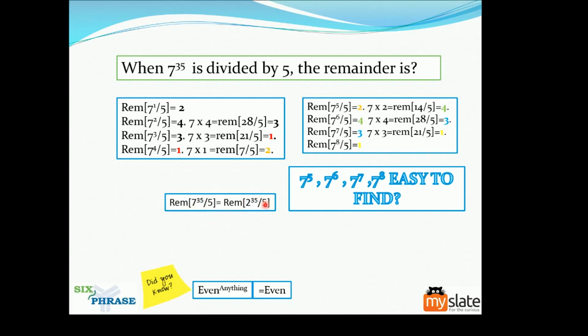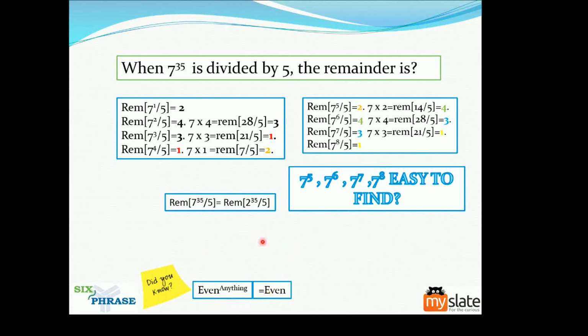Yes, it is true, because if you divide 7 by 5, what do you get? Take this 7, take this 5, divide it. What is the remainder? 2, right? That 2 you put it here. Okay, that is the remainder theorem. So yes, the remainder of 7 power 35 by 5 is the same as the remainder of 2 power 35 by 5. Okay, so I don't know if you noticed this. There is something called 'did you know?' Just have a look at this.